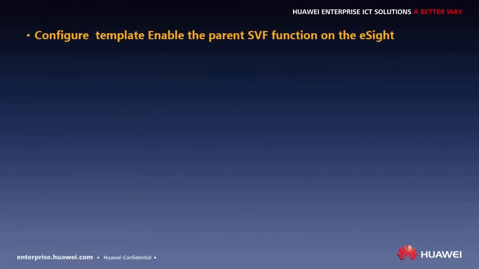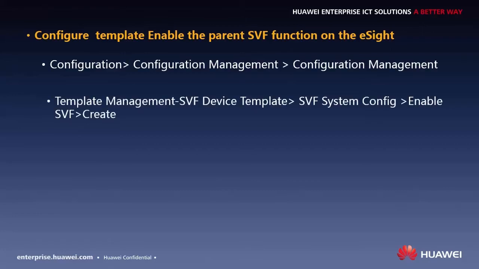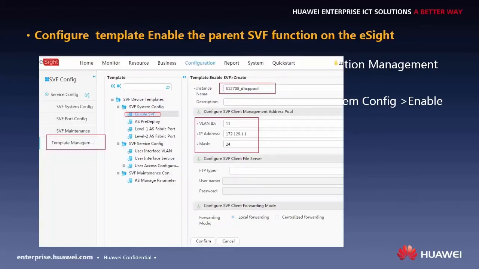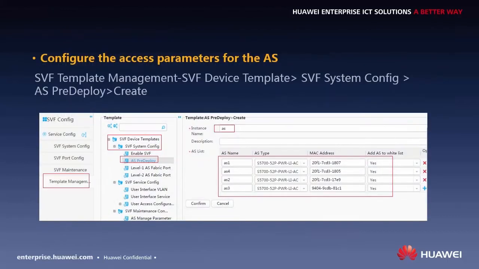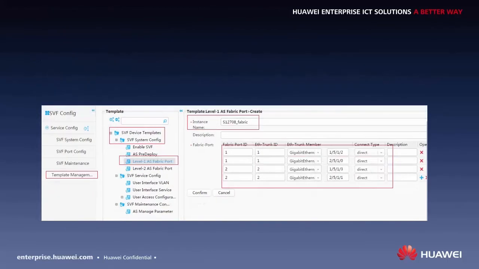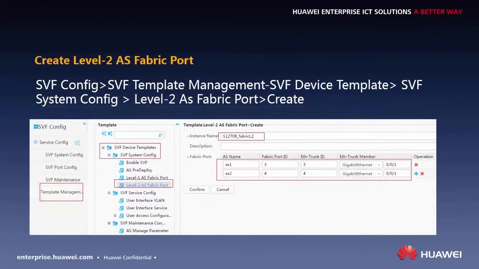Next, let's look at the deployment process, which consists of the following steps. 1. Enable the SVF function on the parent and configure the IP address for the management VLAN. 2. Configure an SVF pre-deployment template and Fabric port templates and deliver these templates to the parent.